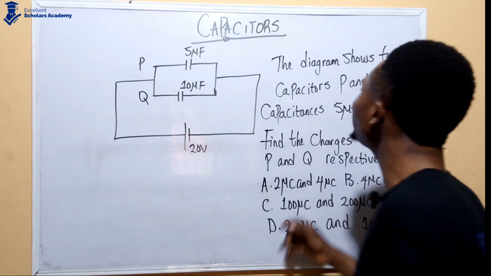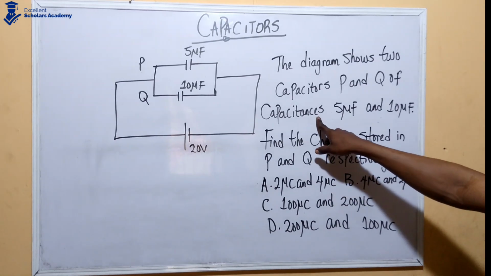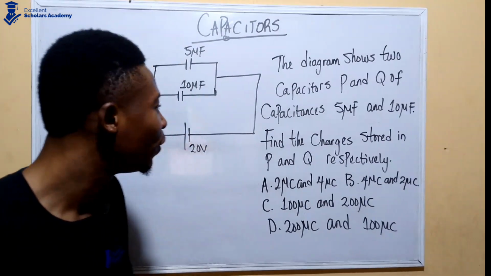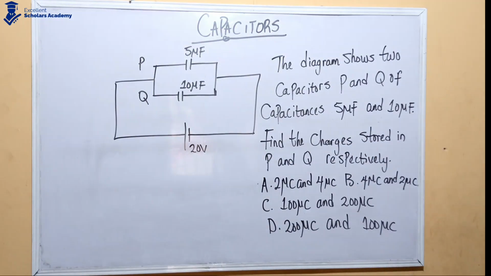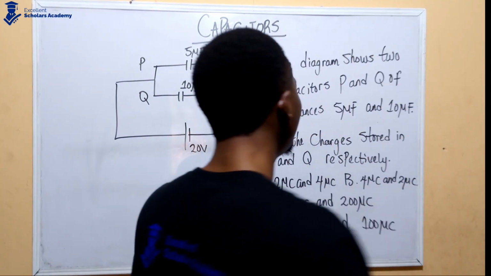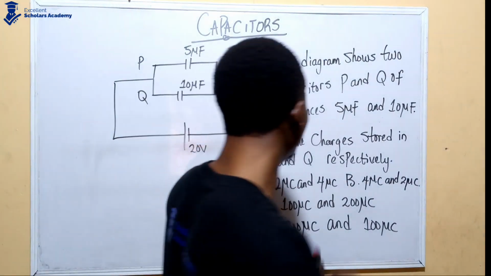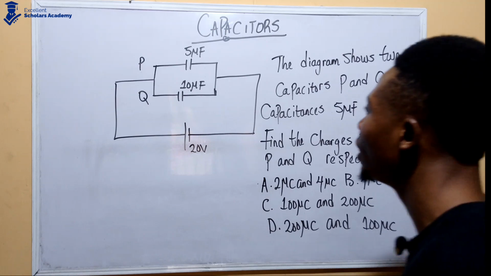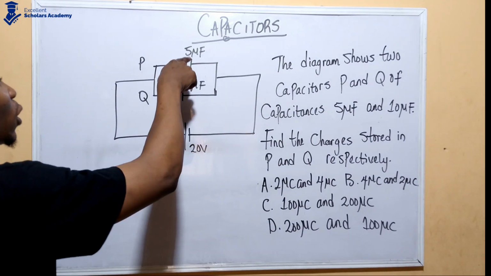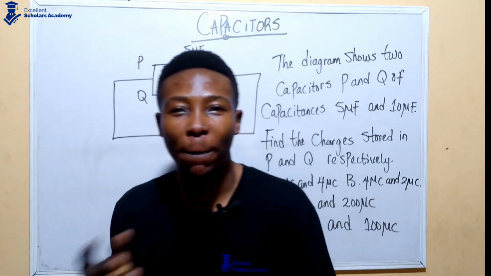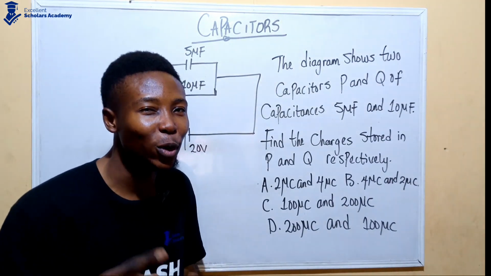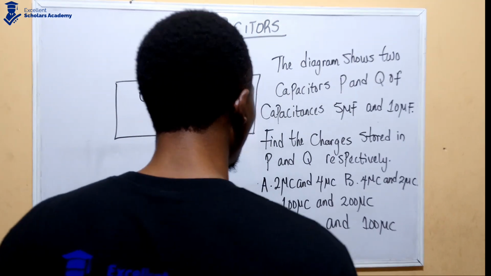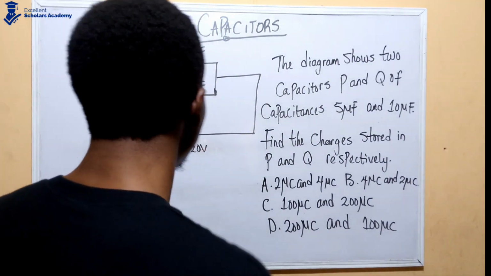The diagram shows two capacitors P and Q of capacitances 5 microfarad and 10 microfarad. Find the charges stored in P and Q respectively. So let's go straight to business. Now, of course, these capacitors are connected in parallel. So different charges flow through them. The charge that flows through here is not the same charge that flows through here. So let's find the charge stored in P and Q.